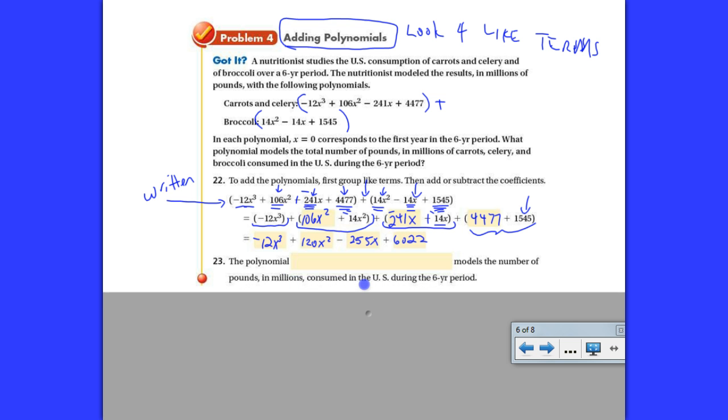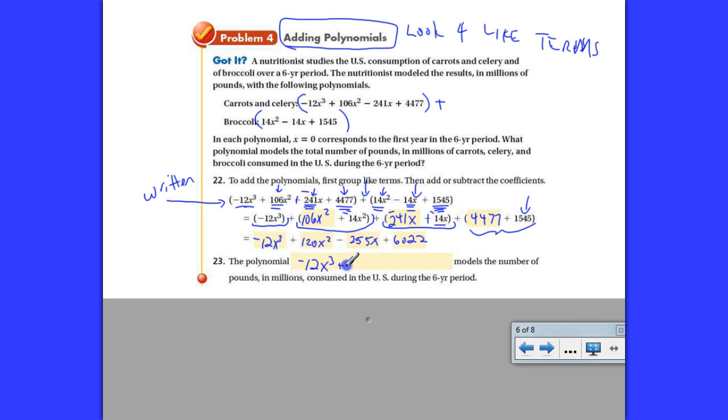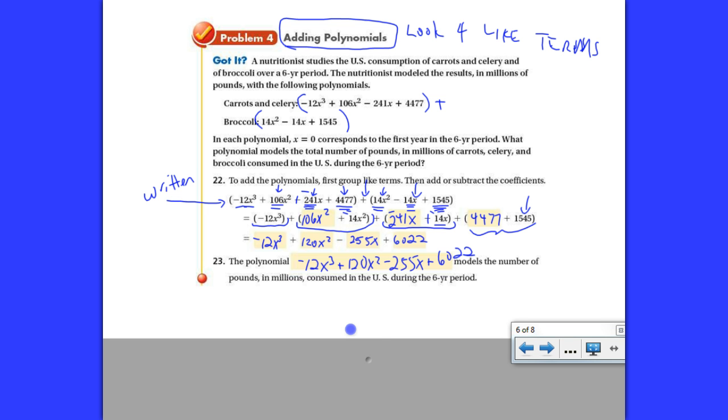Okay, so the polynomial that represents those two polynomials added together would be negative 12x cubed plus 120x squared minus 255x plus 6022. And that's the basic idea of adding polynomials together. We're going to do another one in the next video. I need to stop this because it's getting a little bit long, so there will be one more video and then we will wrap it up.